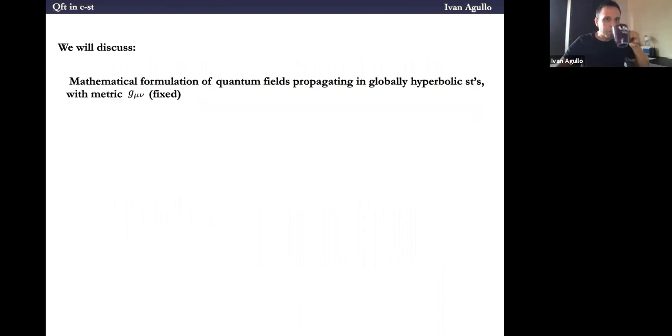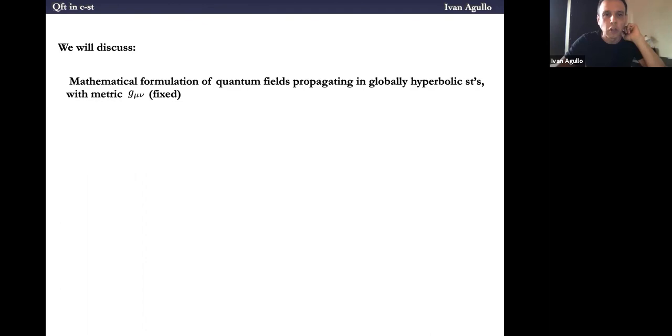So, things I will discuss. I will discuss the mathematical formulation of quantum fields propagating on globally hyperbolic spacetimes with a fixed metric. The metric will be fixed once and for all and will be classical. So gravity is just a spectator, and fields propagate on top of this metric.